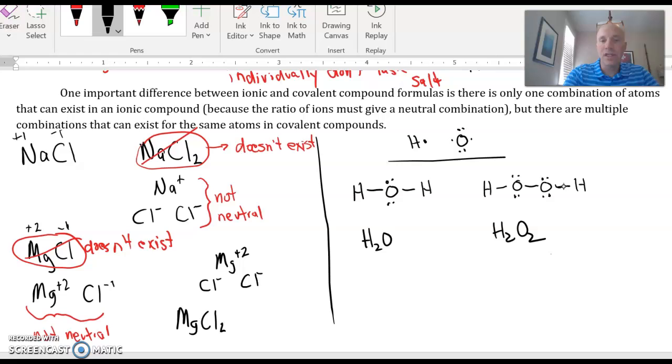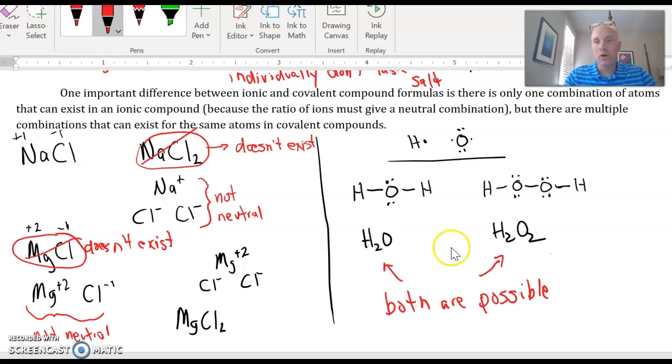As opposed to the ionic compounds where you only had one possible ratio between the atoms, you actually have 2 possible ratios between the exact same atoms when you do covalent bonding. Or more accurately, I should say that with covalent compounds, you could get 2 or more combinations. The more atoms you have in the molecule, the more possible combinations you could have.